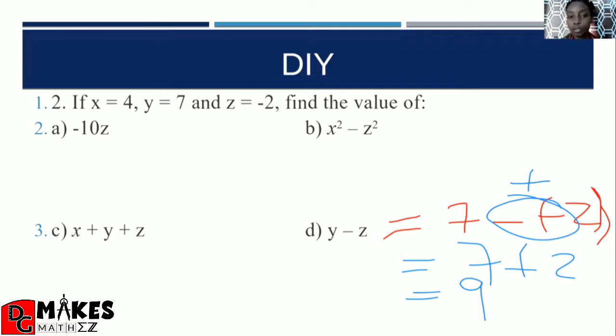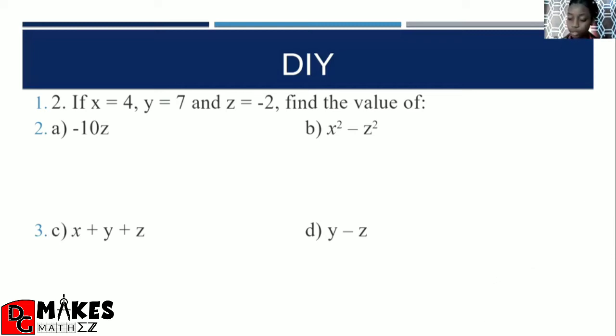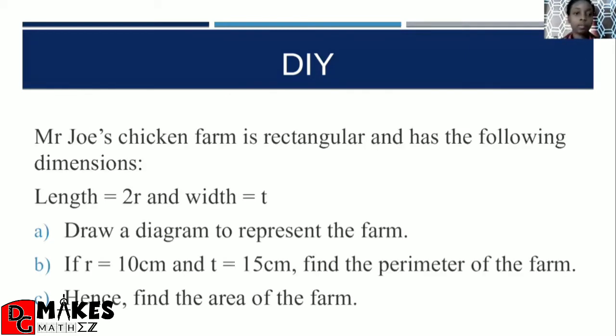And I'm going to take you now to one final question. All right. We'll take a real life example. Mr. Joe's chicken farm is rectangular and has the following dimensions. Length equals 2r. The length is 2r. And the width equals t.